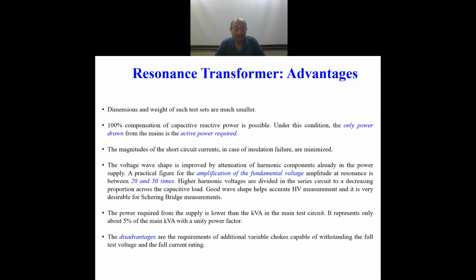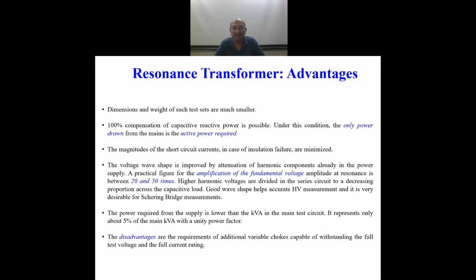The magnitudes of the short circuit currents in case of insulation failure are minimized. When you test any apparatus with high voltage, there is always a possibility that the insulation under the test voltage gives up. It has not been brought over the conductors properly, and that is what you are actually testing. There should not be a short circuit in the insulation, or insulation failure should not take place.